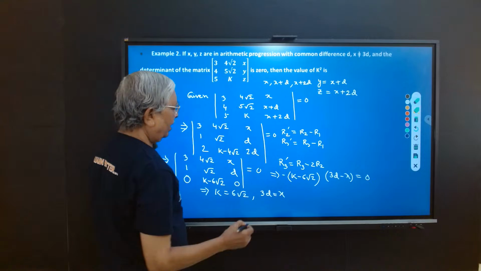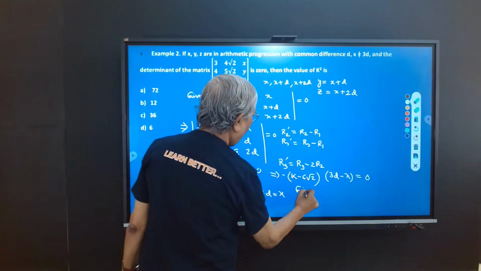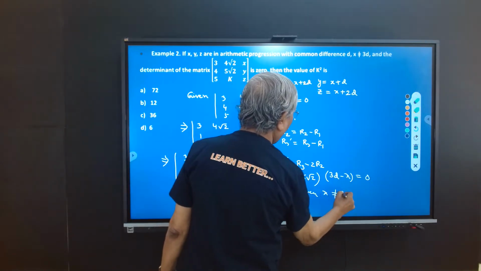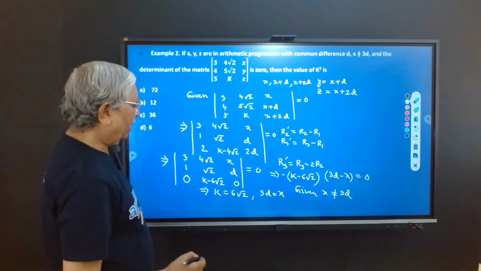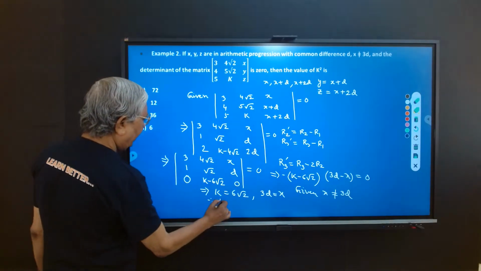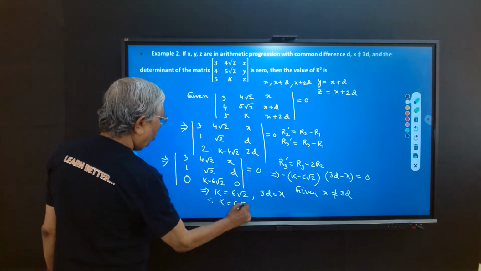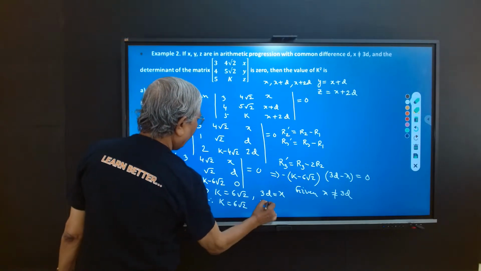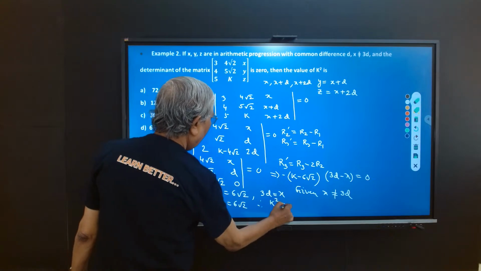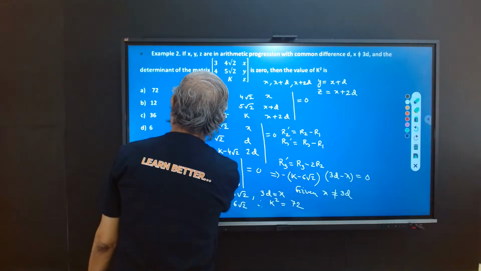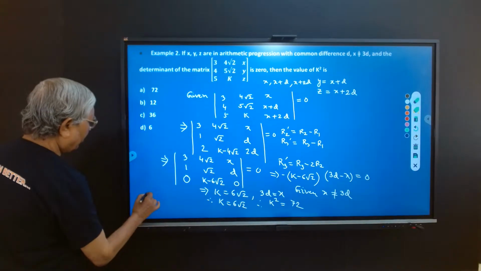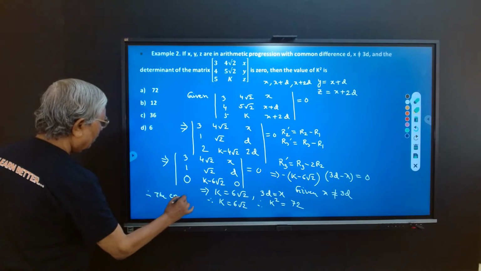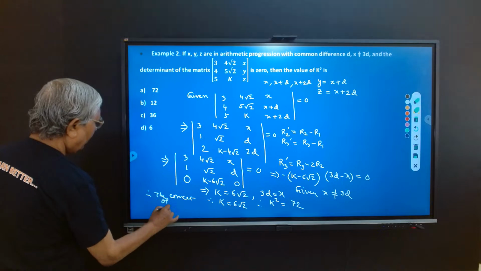But it is given that 3d is not equal to x, that is, x is not equal to 3d. So we get the value of k is equal to 6 root 2. Now what do we want? We want the value of k square. Therefore, k square equals 72. So the correct option is A.